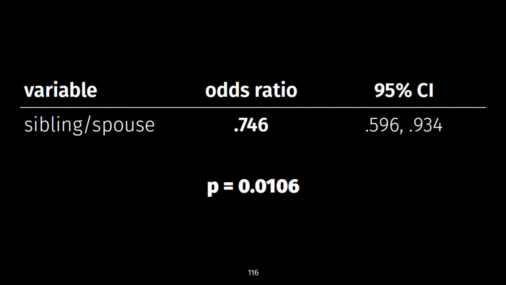If you had a sibling or spouse on board, that was also significant. It would drop your survival odds about 25%. And you can imagine that if you and your spouse get to the lifeboat and there's only one slot left, maybe one of you doesn't want to leave the other one behind.